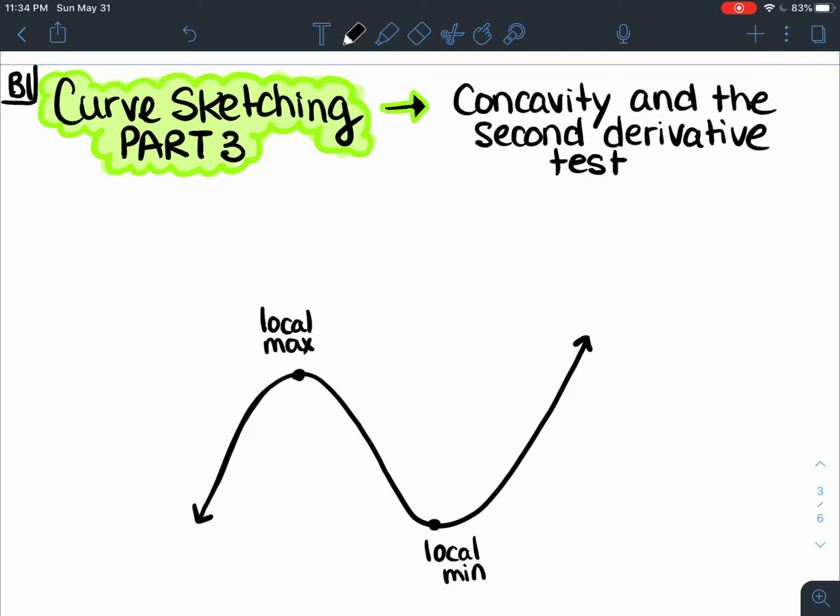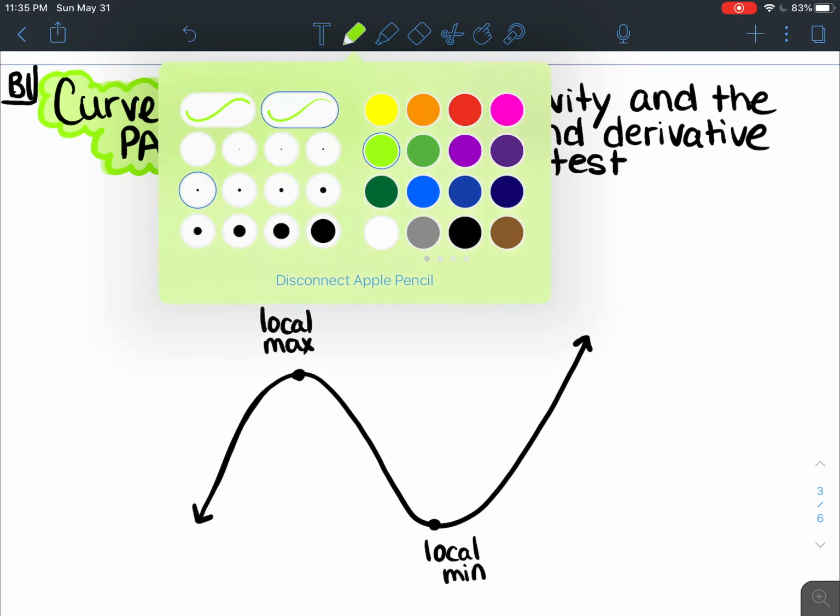Okay, so in this video, we're going to learn about concavity and the second derivative. The first derivative can give us the locations of the max and mins. The first derivative can also tell us the intervals of increase and decrease. But the second derivative is going to talk to us about concavity, like if it's concave down or concave up, and something called points of inflection. So let's talk about terminology first.